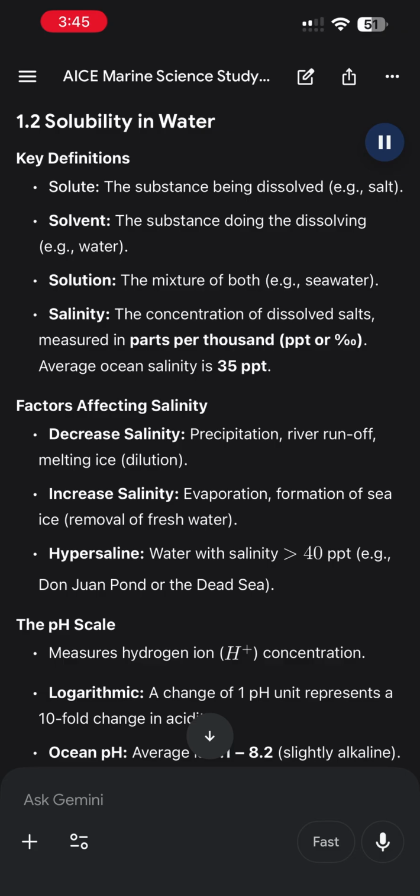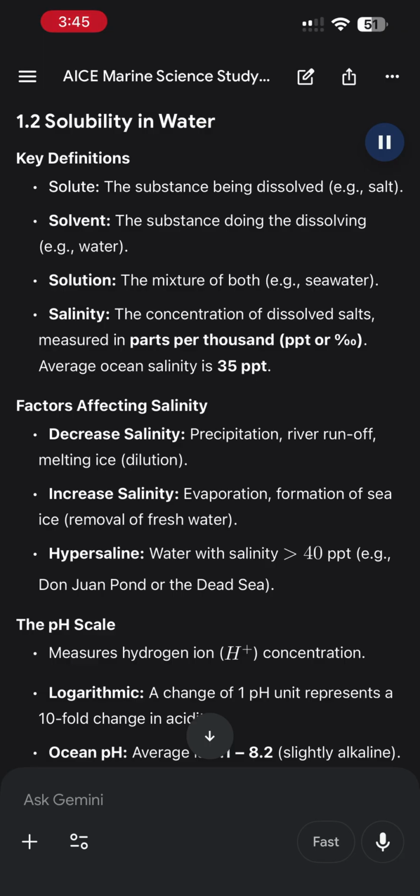1.2 Solubility in water. Key definitions. Solute: the substance being dissolved, e.g., salt. Solvent: the substance doing the dissolving, e.g., water. Solution: the mixture of both, e.g., seawater. Salinity: the concentration of dissolved salts, measured in parts per thousand, ppt or per mille. Average ocean salinity is 35 ppt.